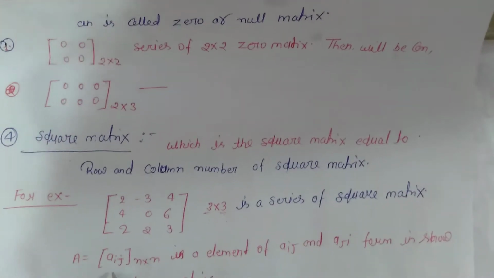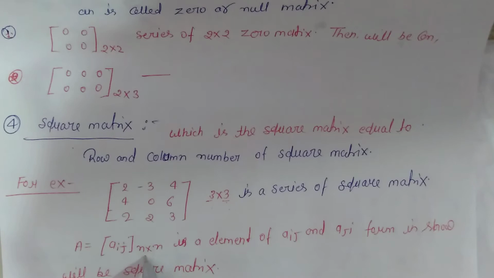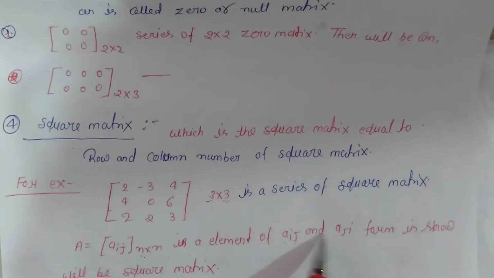Then A equals Aij. If a matrix is n cross n, it has elements Aij and Aji, so it will be a square matrix. That means n cross n, such as 1 cross 1, 2 cross 2, 3 cross 3 and 4 cross 4, where the number of rows equals the number of columns.